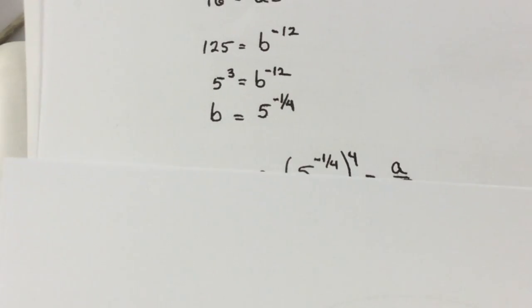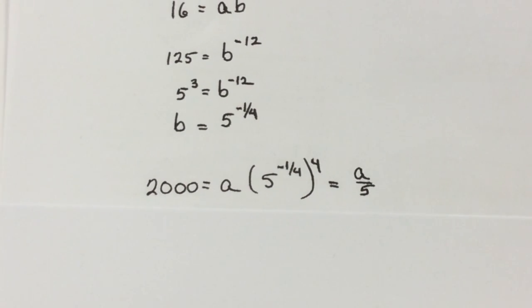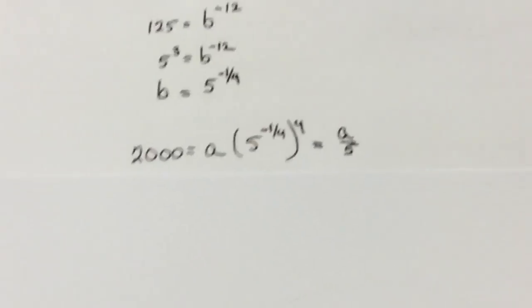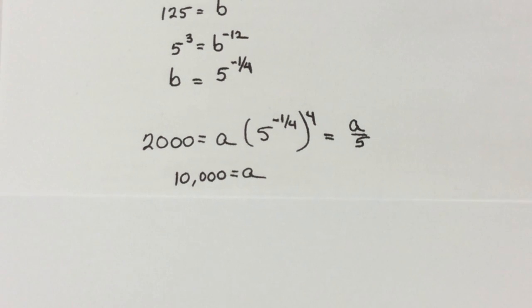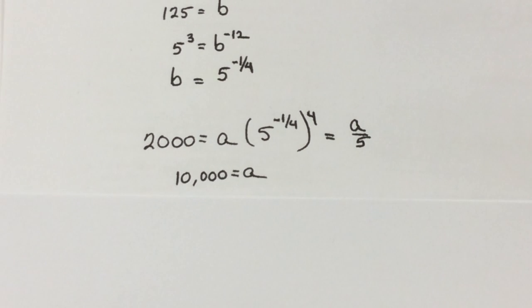Plug it back in. 2000 is equal to a times 5 to the negative 1/4 power raised to the 4th power, which means a over 5. Which means that a is equal to 10,000. That's all you had to do to get the equation.